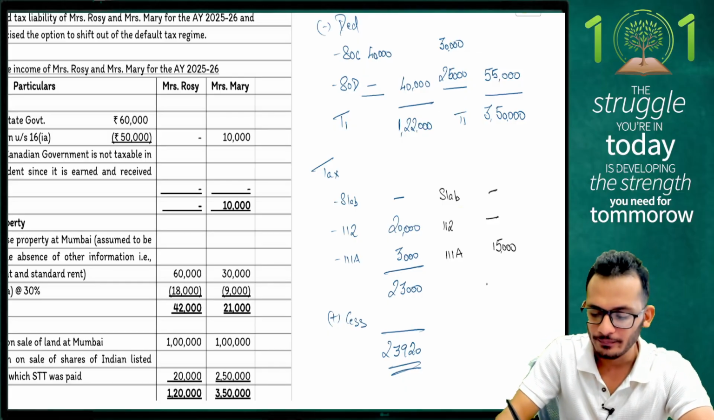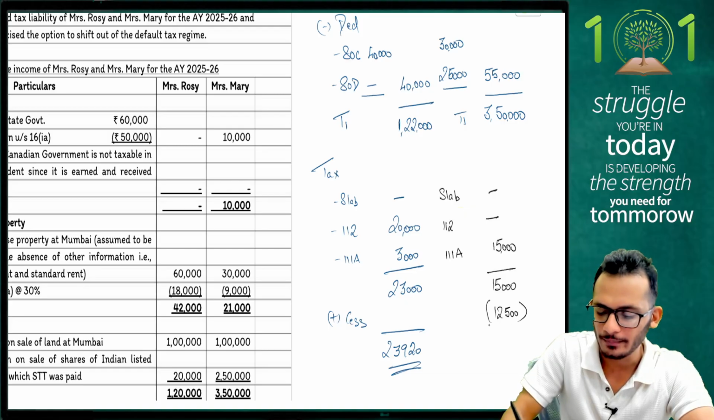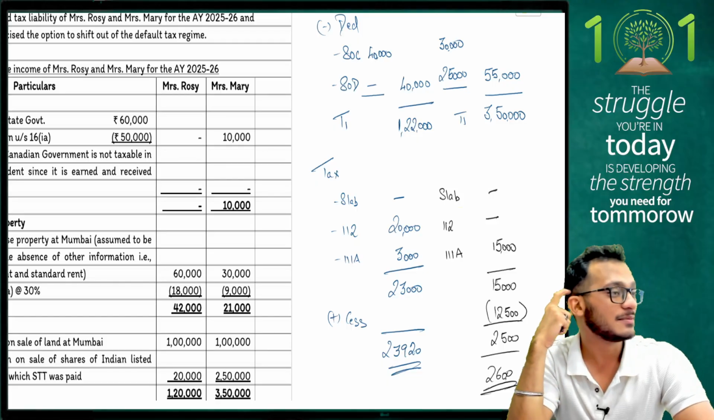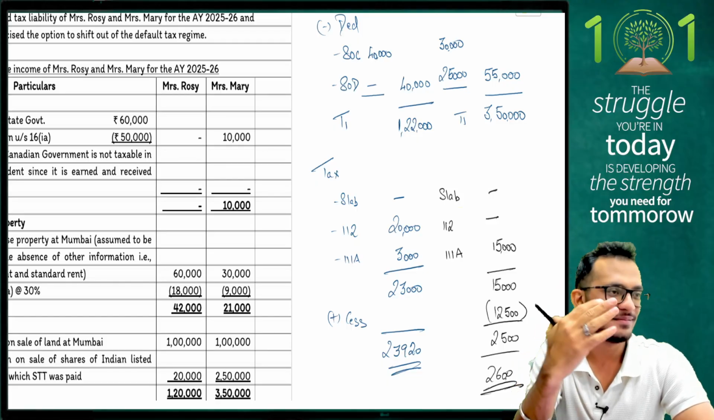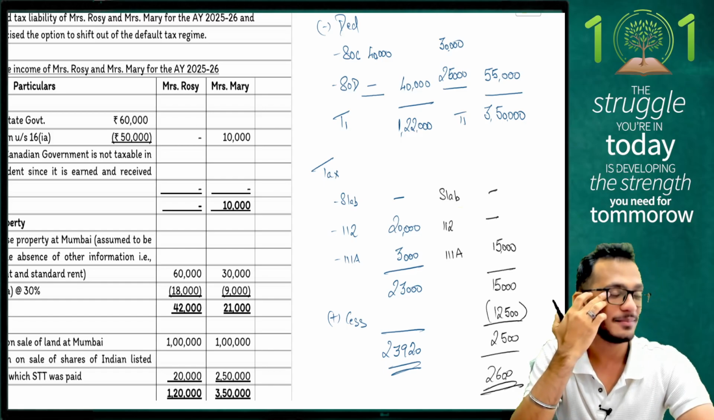On this I'll claim a rebate of 12,500, leaving taxable income of 2,500, and adding cess, 2,600 is my tax liability. People, this is one of the easier questions to look at, but one of the toughest questions to solve, because it covers a lot of things.